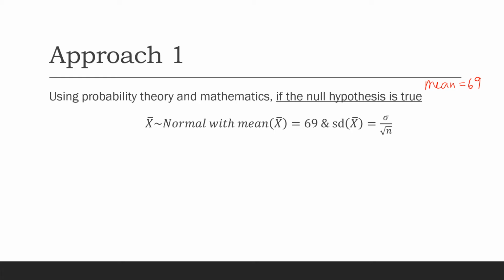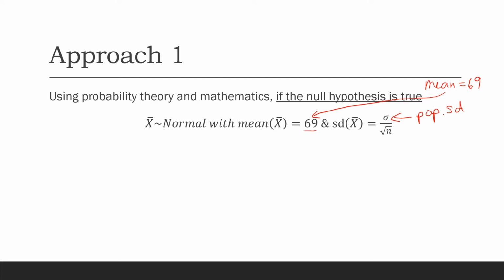So we do have a large sample size, which means the distribution of the sample mean is approximately normal, and the mean of that sampling distribution is at the population mean, which, if the null hypothesis is true, is 69 inches. And the standard error, or the standard deviation of the sample mean, would be given by the population standard deviation, sigma, divided by the square root of n, the sample size.